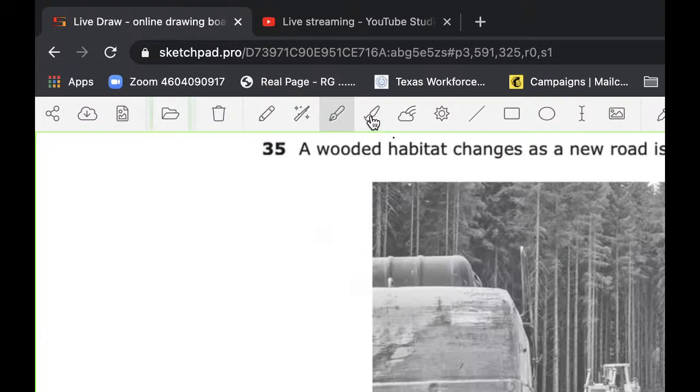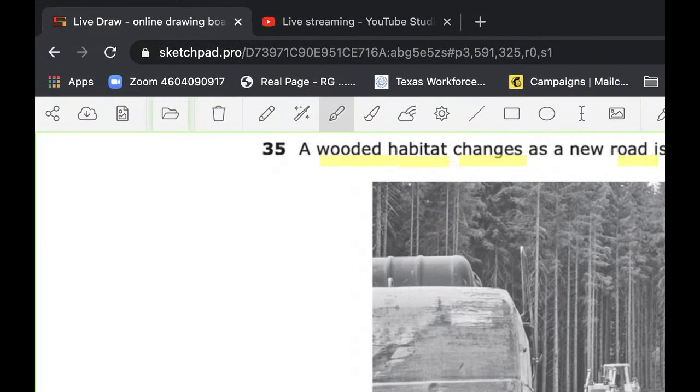Okay, let's take a look at this next question and highlight any key information. A wooded habitat changes as a new road is built. How will building this road most likely affect this habitat? Okay, so we want to know how building the road will affect this habitat. Alright, so first step, let's look at our answer choices and see what we can eliminate here.